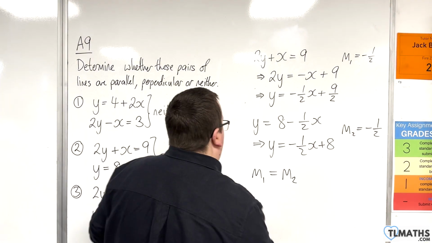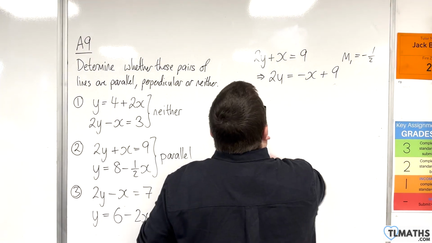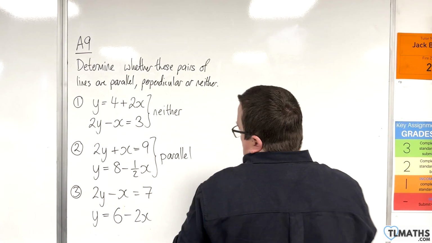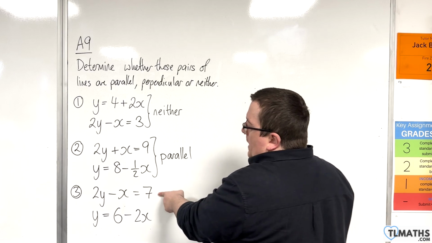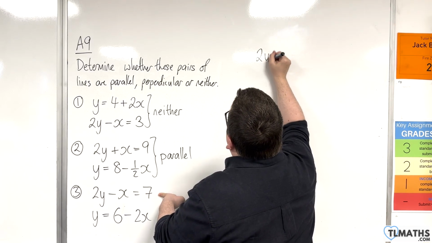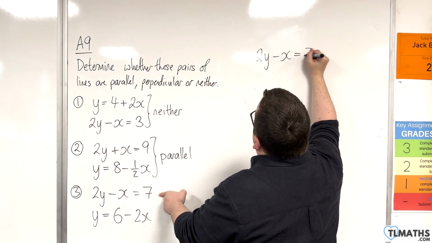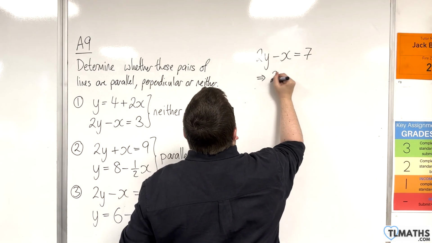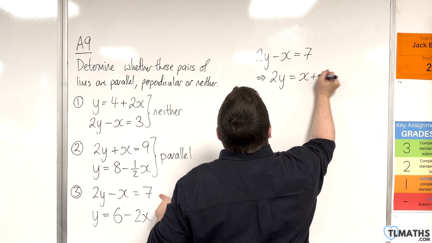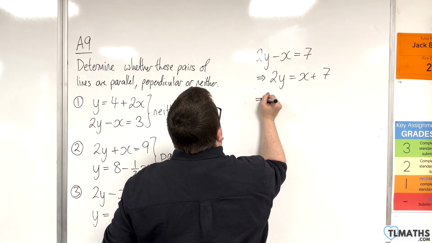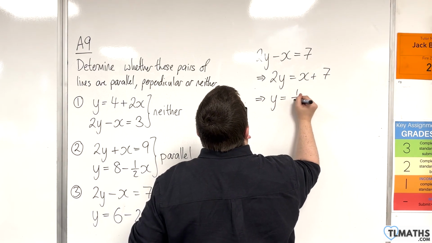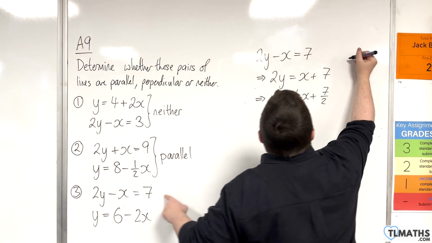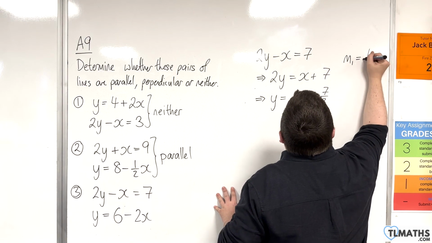All right. Let's look at number 3. 2y take away x equals 7. So let's rearrange this one first. Add the x to both sides, and then divide through by 2. So here we can see that the gradient is 1/2.